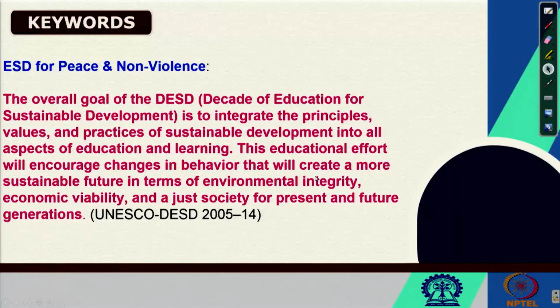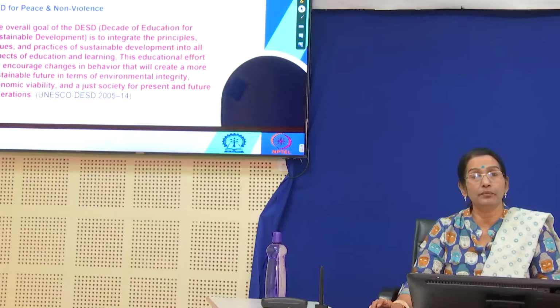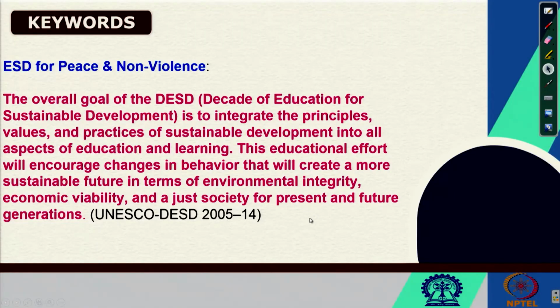Today we will discuss how ESD is very relevant for establishing peace and non-violence, because in the earlier classes we have already discussed that besides people, planet and prosperity, the framework has also added peace and partnership. So today, how relevant the concept of peace and non-violence is for achieving the sustainable development goals, and in this learning process, how ESD plays a very important role.